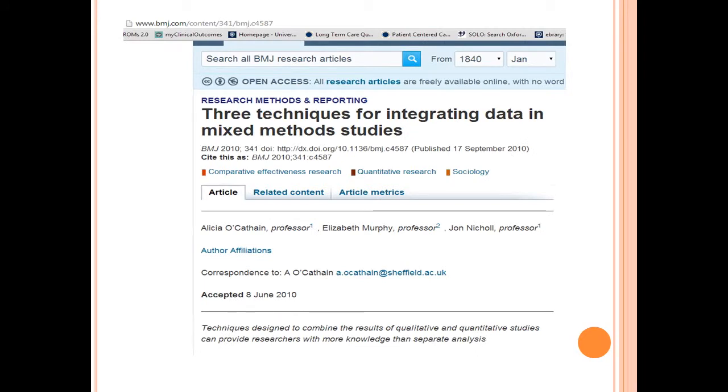So the first paper by Euclidean et al., who's based in Sheffield in the UK, presents three different techniques for integrating data, and in the main presentation I'll go through those different techniques and introduce them. You should be able to find this open access on the British Medical Journal website using the information on this page, but if you can't access this or any of the other articles, it's always worth emailing the first author to ask if they have a copy they can share with you.